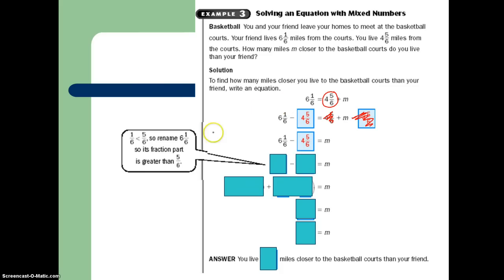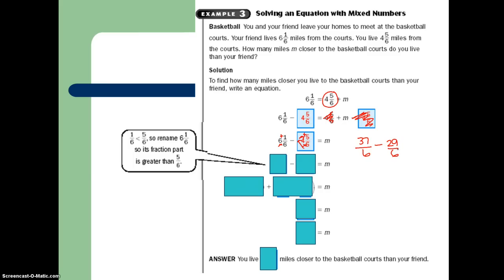This is when I like to rename it so that it's improper. 6 1/6, and they're going to do it differently. 6 1/6 improper is 6 times 6 is 36 plus 1 is 37 over 6. And then this is 4 times 6 is 24 plus 5 is 29 over 6.